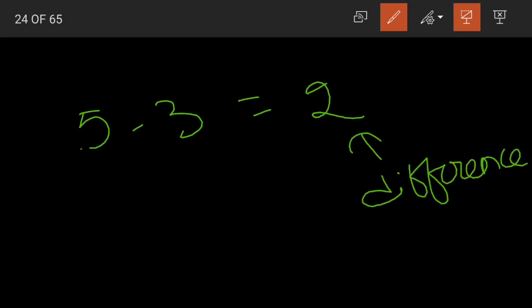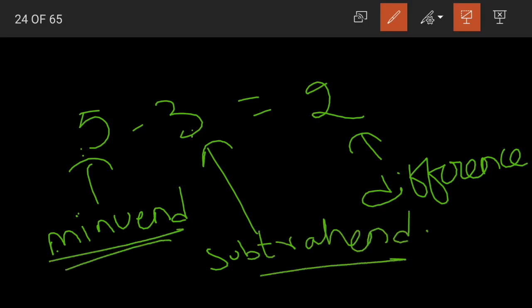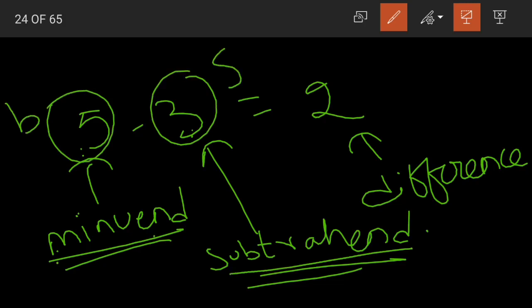What is the result called? Difference. And here, this is the bigger number. The bigger number is called the minuend, and the smaller number is called the subtrahend. Yes, children, we have two different names for these two numbers. The big number is called minuend and the small number is called subtrahend. S for small and S for subtrahend. Clear?